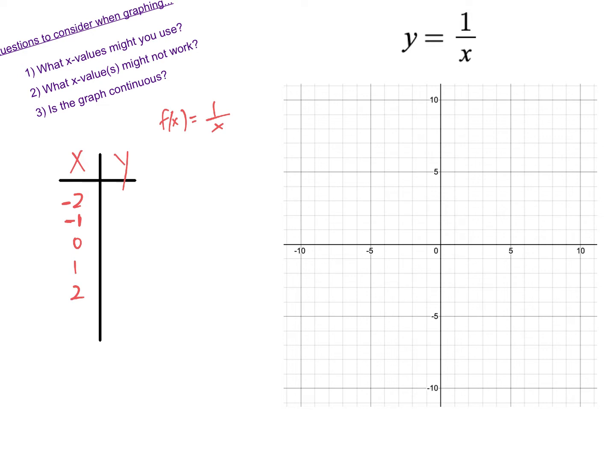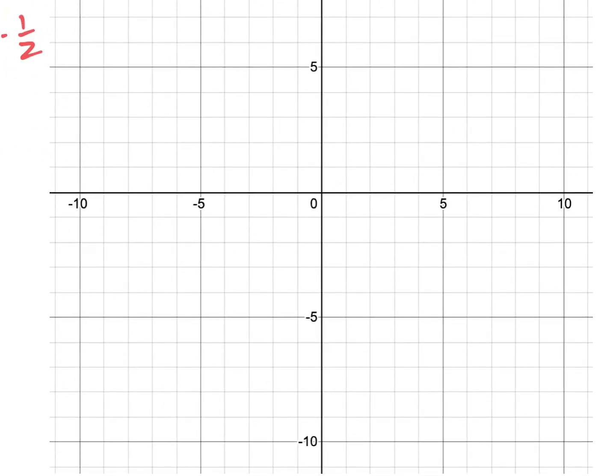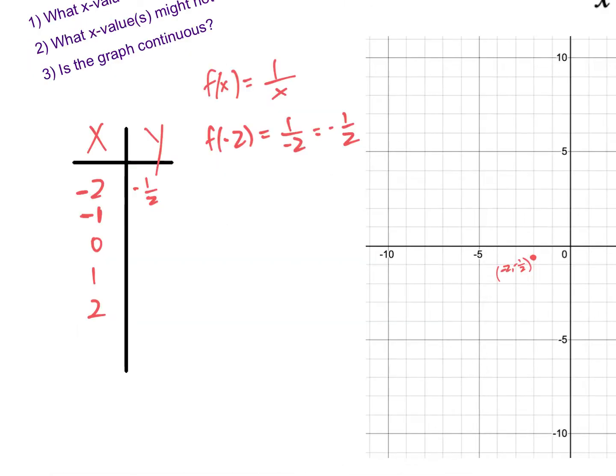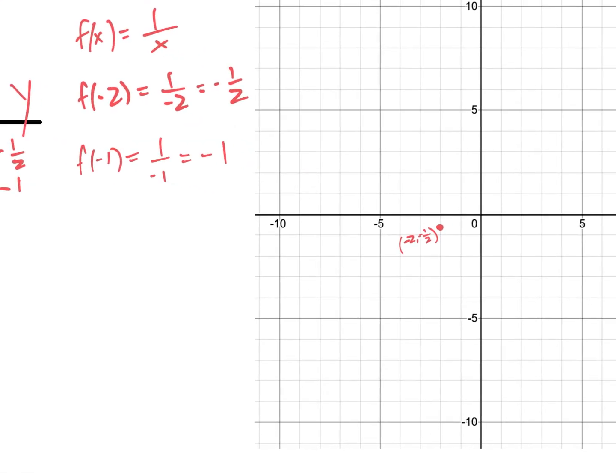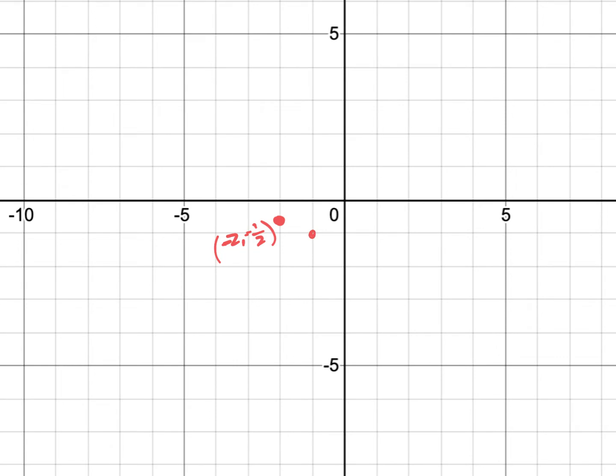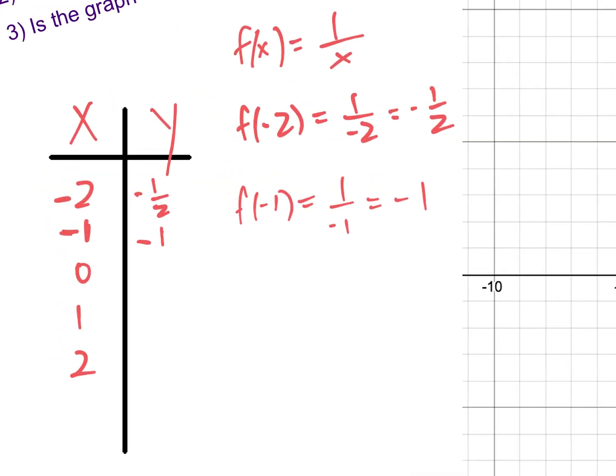So let's evaluate f of -2 first. f of -2 is 1 over -2, so it's just -1/2. So now on my graph, I'm going to graph -2, left 2, and then down 1/2, which is about right there. Next up, I'm going to evaluate f of -1. So f of -1 is 1 over -1, which is just -1. And then just like I did with f of -2, I'm going to graph that point. So I'm going to go left 1, down 1. There's my new point.